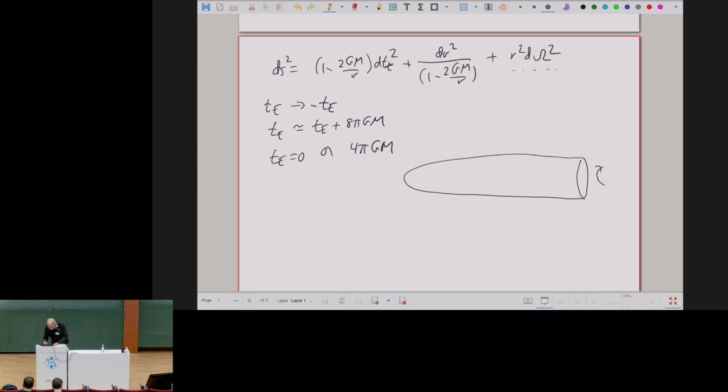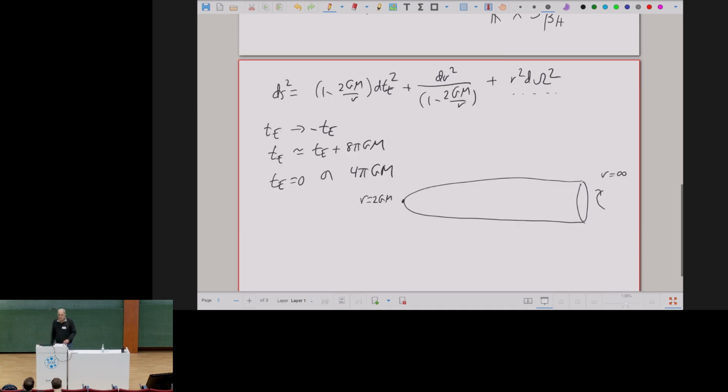So r equals 2GM. The horizon is the tip of the cigar at r equals 2GM. R is infinity out here. And T_E is the angular variable. And the fixed point set are on one side, where T_E is 0. But then it goes back down on the other side, where T_E is 4 pi GM.